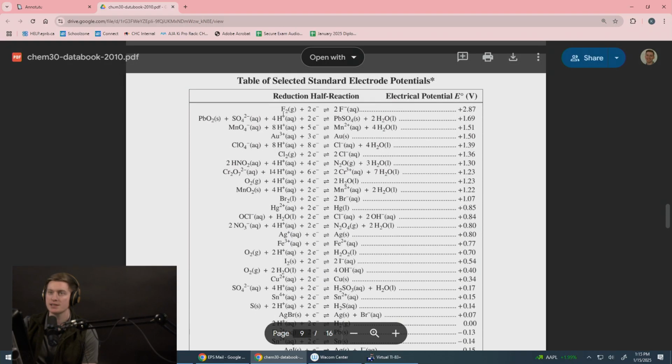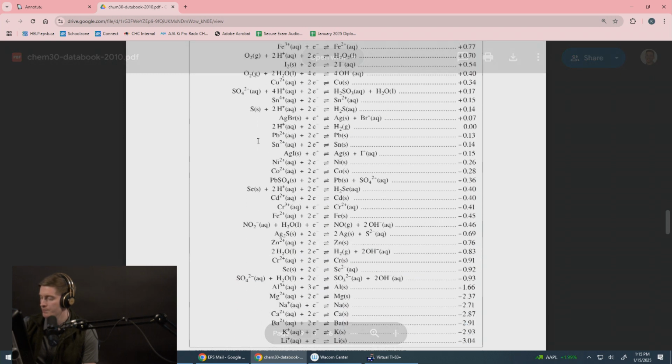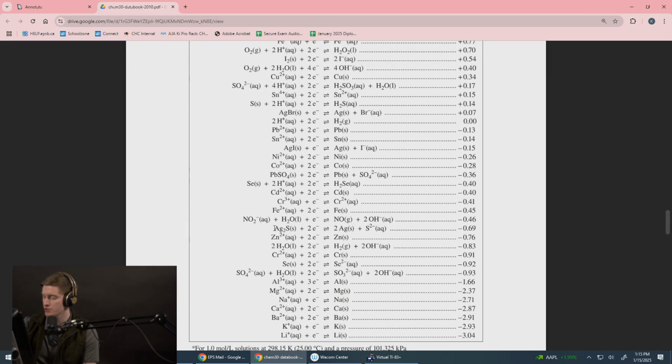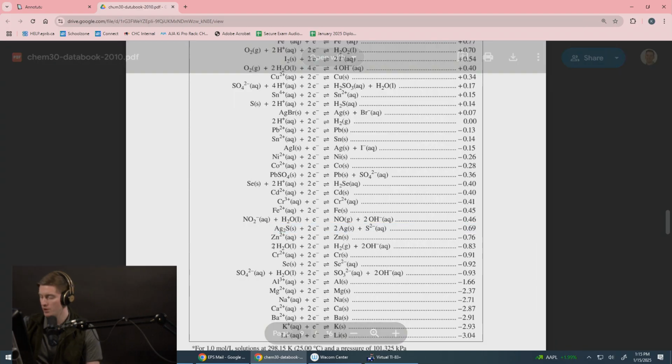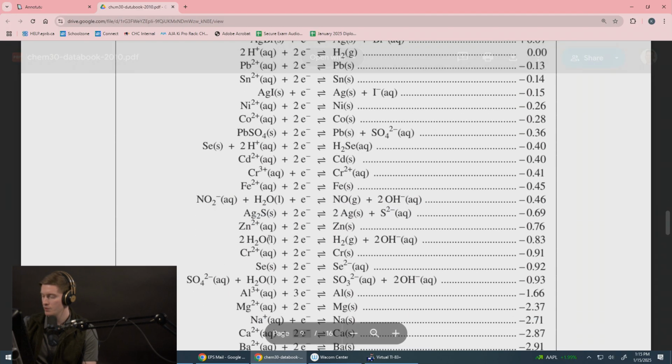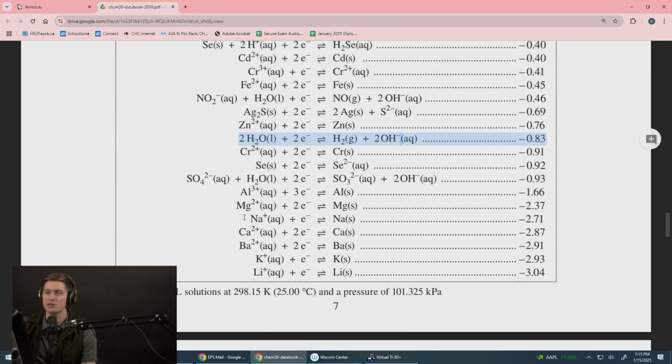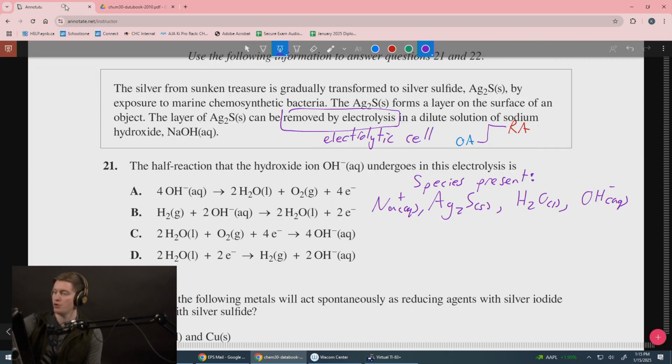So remember, oxidizing agents are going to be listed in the left side of the half reaction arrows. So if you look, we can start at the top and work our way down. There's a lot of information here, but you can find silver sulfide right here. This is an oxidizing agent. You can also find water. I'll zoom in a little bit. Water by itself can also act as an oxidizing agent. And you can find sodium. So all three of those are oxidizing agents. So I'm going to write underneath them that these are all our oxidizing agents.